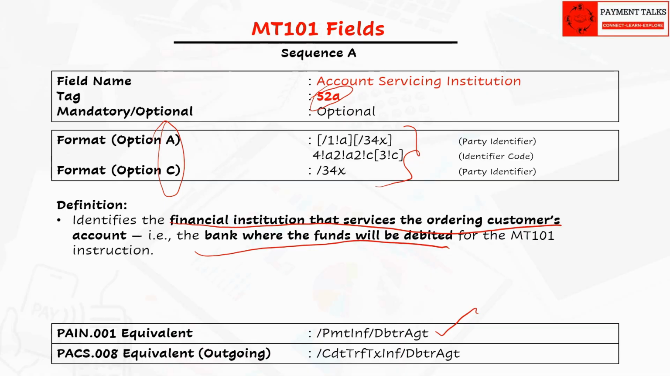The PAIN.001 equivalent is debtor agent in payment info section. The same is mapped into the debtor agent section of PACS.008, which is under the credit transfer transaction information. Please note the debtor agent here is a financial institution and it is mandatory in PAIN.001.